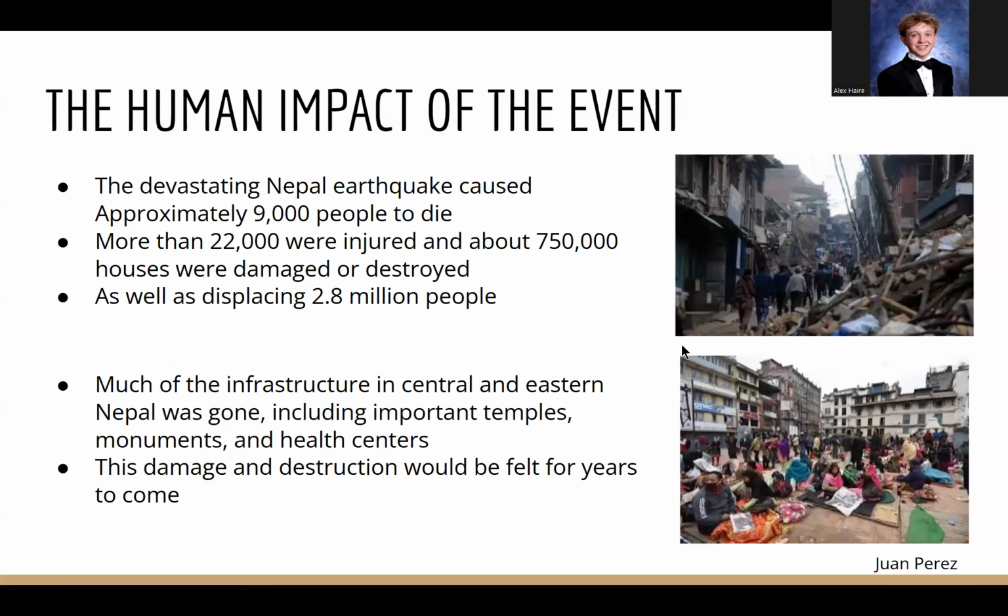So the human impact of the event. This was a devastating earthquake that caused approximately 9,000 people to die, and more than 22,000 were injured, and about 750,000 houses were damaged or destroyed, as well as displacing 2.8 million people. Much of the infrastructure in central and eastern Nepal was gone, including important temples, monuments, and health centers. This damage and destruction would be felt for years to come.